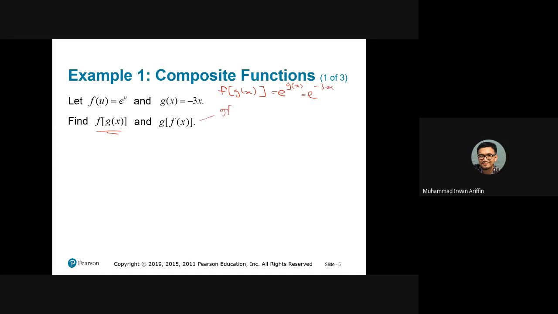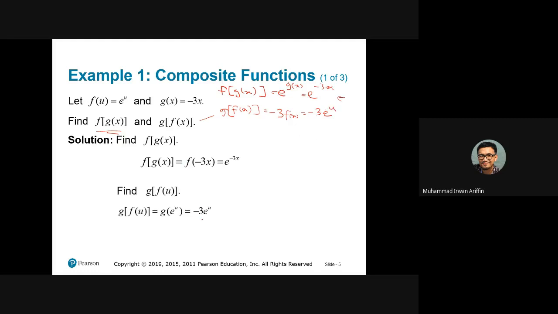Second, g of f of x. This is our first composite function; now the second composite function. g is negative 3x, so what do we replace x with? We simply replace it with f of x. So this would give negative 3 times f of x, which is e to the power of u. So we have two composite functions.